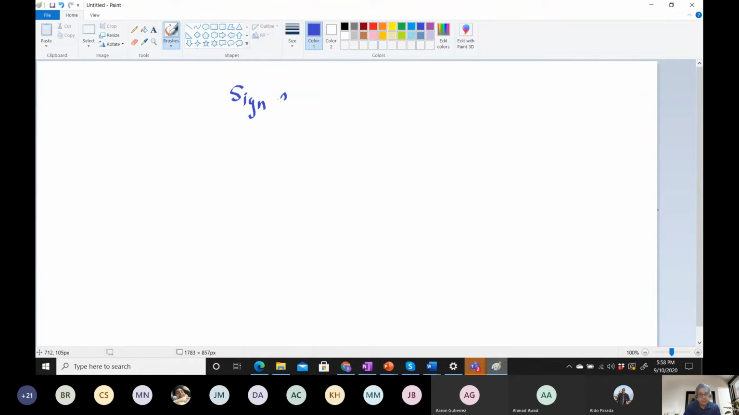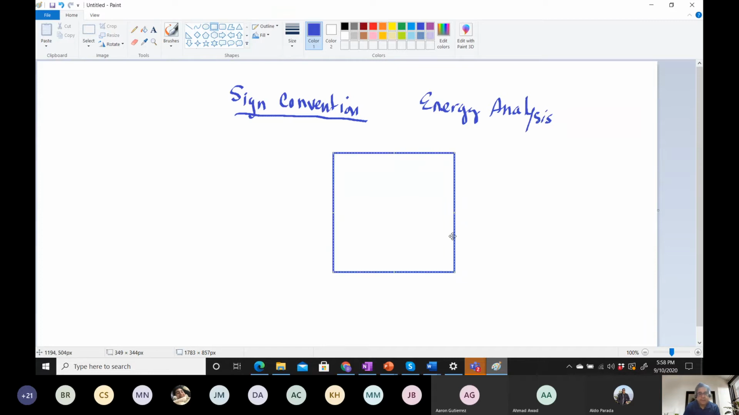I know I covered sign convention, and you could probably look at the last lecture. All right, when we're doing energy analysis, it's very important how we determine what's positive and what's negative. For example, I have a box, a tank, and inside the tank, I have heat that's going to come in, and heat is going to come out.